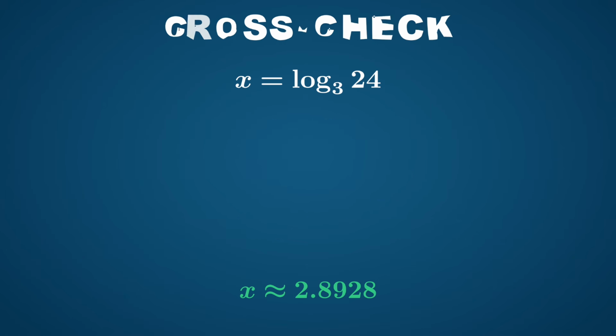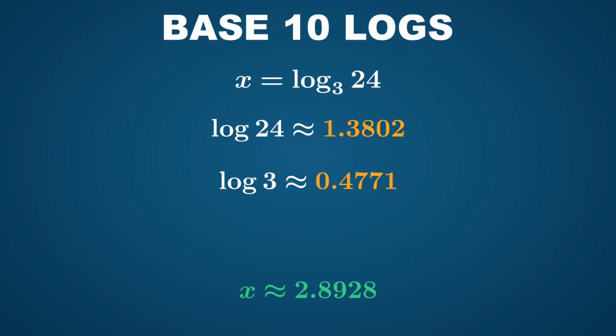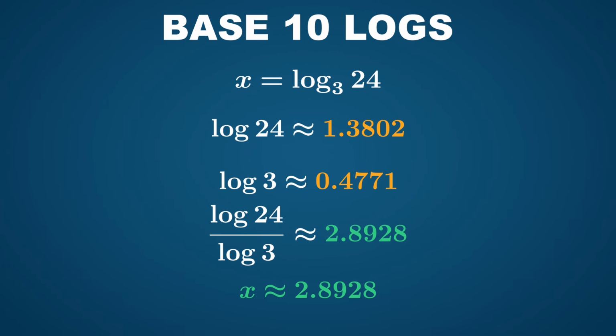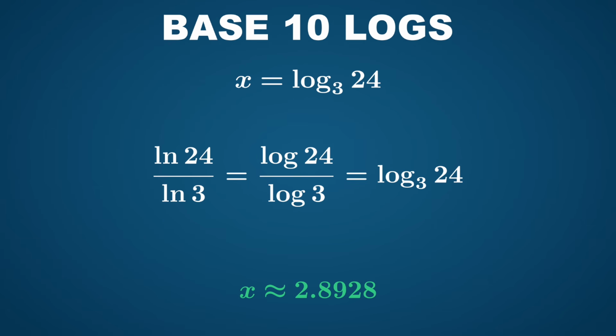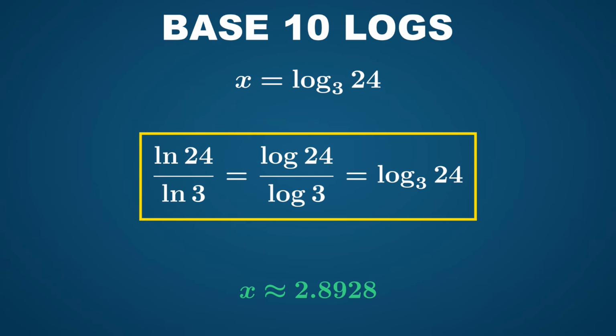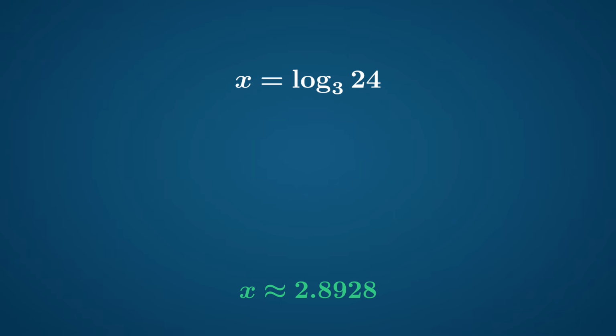We can also try the same ratio in base 10 logs. The base 10 log of 24 is about 1.3802. The base 10 log of 3 is about 0.4771. Dividing those two also gives 2.8928. The base of the logarithm does not change the answer. That is exactly what the change of base formula promises. Only the labels change, never the underlying value.